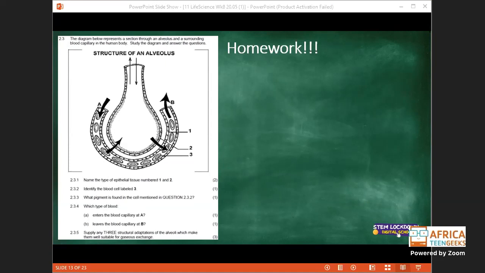Question 2.3. This is from a past common paper, and it reads, the diagram below represents a section through an alveolus and a surrounding blood capillary in the human body. Study the diagram and answer the questions. Question 2.3.1, name the type of epithelial tissue numbered 1 and 2. Please send through your answers, or you can raise your hand and then I'll unmute your mic.